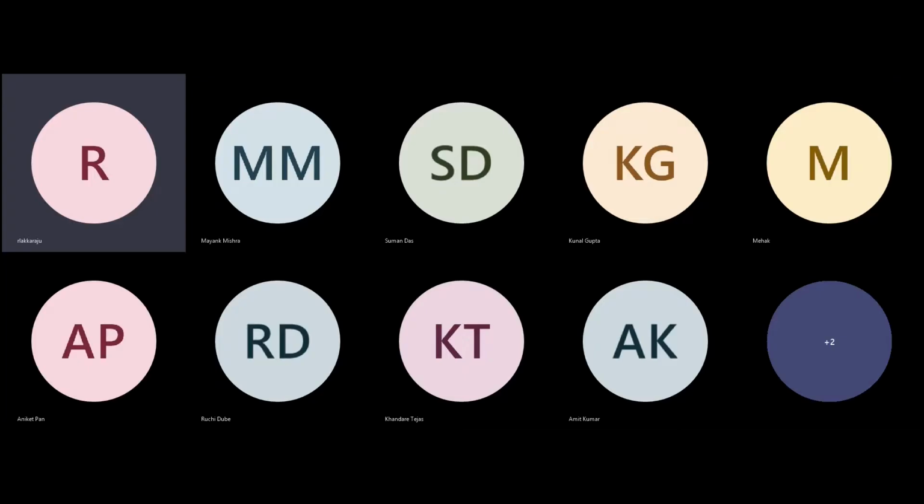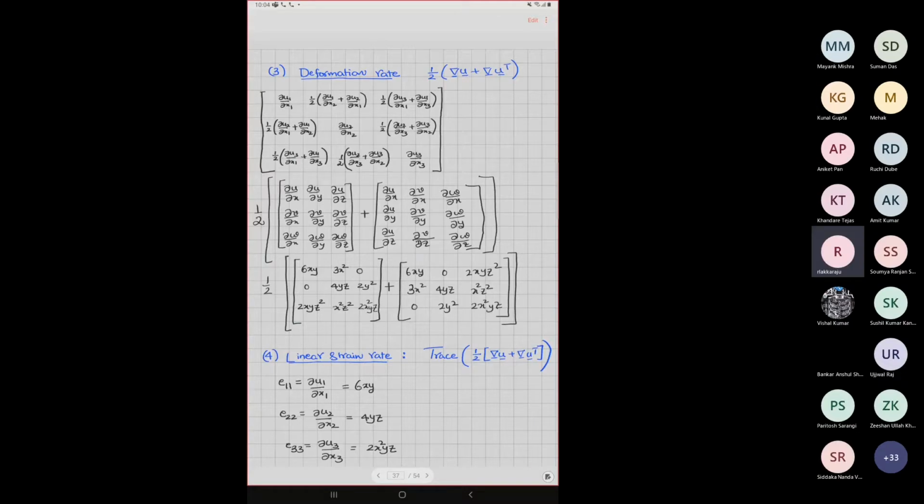So in the last classes, we tried to look at kinematics, especially deformation rate. We tried to define this deformation rate as half of del U plus del U transpose, one of the building blocks of understanding fluid mechanics. We also tried to understand that there is something named the trace of this deformation rate tensor, half of del U plus del U transpose, that is this one.